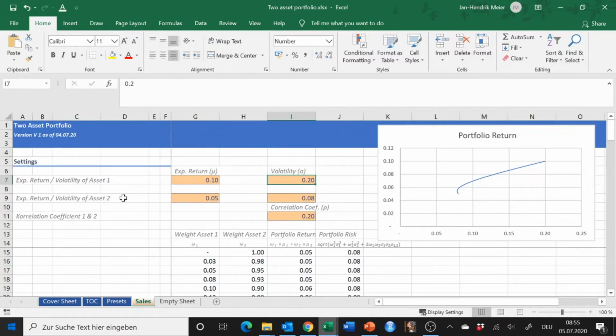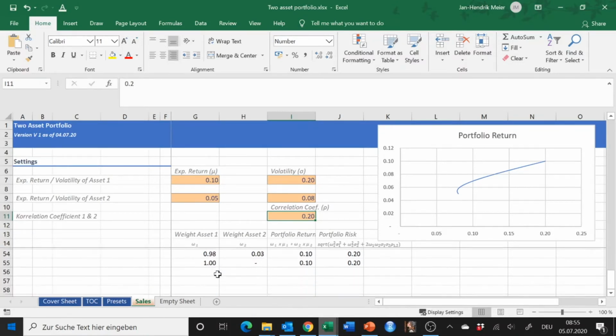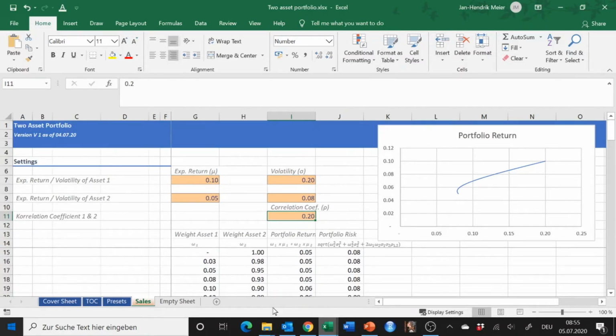And we can do that for a second asset in this line here. So this asset has an expected return of 5% and a lower volatility of just 8% or 0.08. So exactly this point is the other one. Now let us just assume here the correlation coefficient can be inputted, and then down here we see a whole lot of different portfolios calculated.